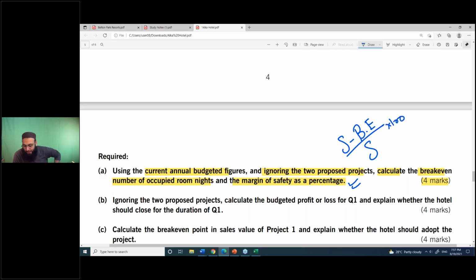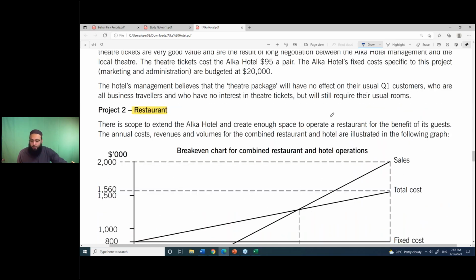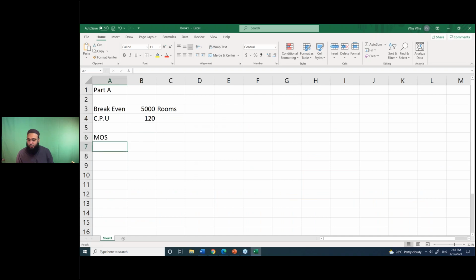So this means I need to work out, first of all, the total number of budgeted units or the rooms that we can sell. So for that I need to use two things here. One is 365 days and 25 double rooms they have. Like this I can work out the total capacity, which I can say is my budgeted capacity, and obviously if we work on 100%, we can achieve this. So let's first do the calculation of total capacity.